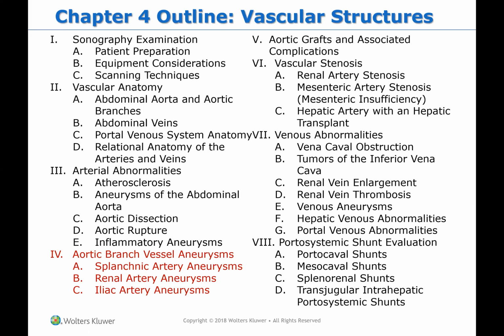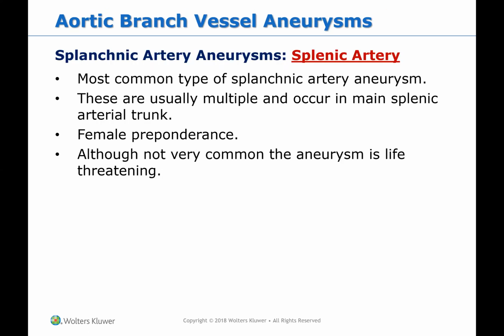All right, you're going to keep going. I'm going to try to just touch on one of these, which is hard. So let's do the most common type of aneurysm, the splenic artery aneurysm. A splenic artery can potentially also have an aneurysm. Females are more prone to it, and although it's not very common, it is life threatening. So you can have an aneurysm of a lot of different arteries.